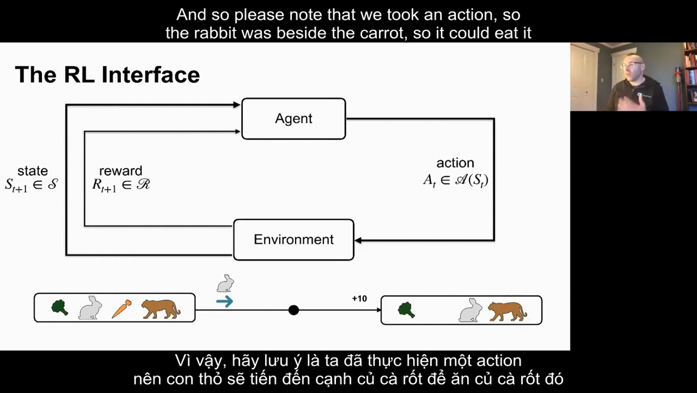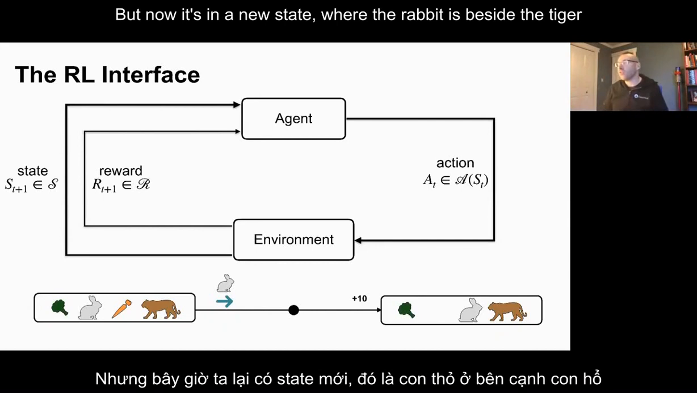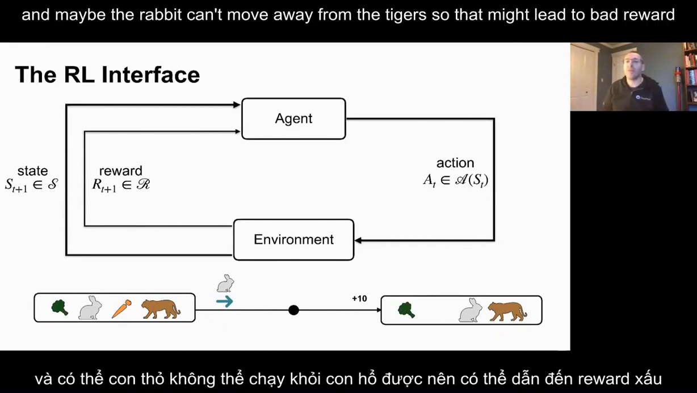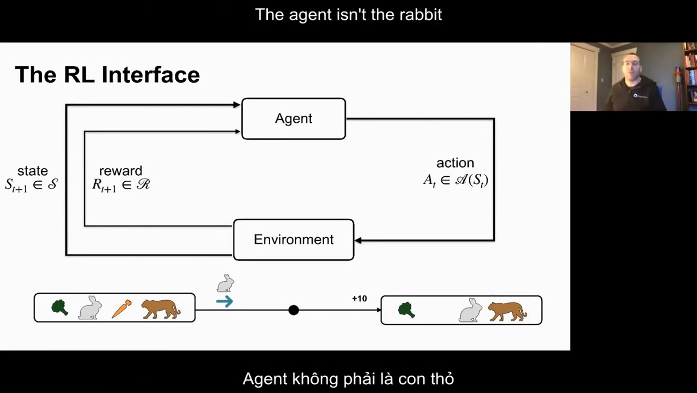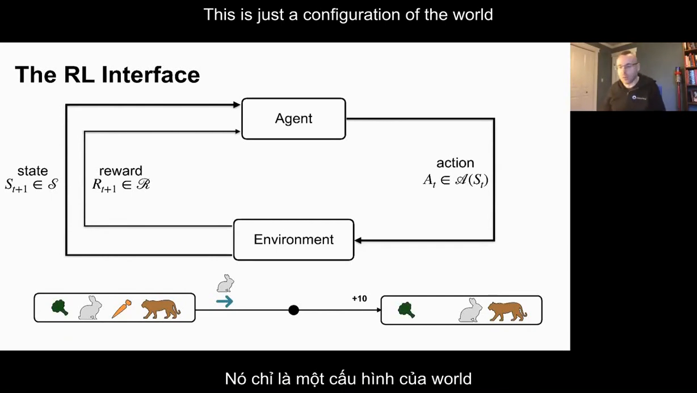Please note that we took an action so that the rabbit was beside the carrot so it could eat it, but now it's in a new state where the rabbit is beside the tiger, and maybe the rabbit can't move away from the tiger, so that might lead to bad reward later. Now remember, the state is the full configuration. In this case, the state is broccoli with nothing beside it, rabbit, tiger. The agent isn't the rabbit. This is just a configuration of the world.